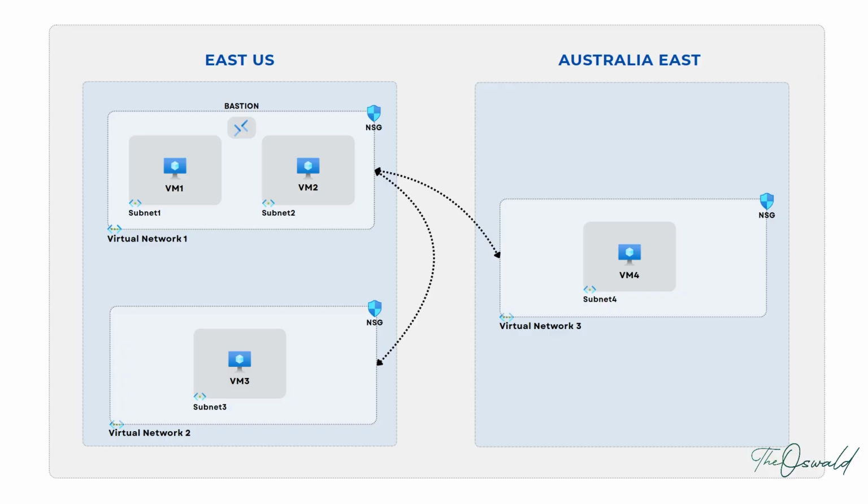Now, we see that VNet 1 has connectivity with VNet 2, and VNet 1 has connectivity with VNet 3. But that does not mean that VNet 2 has connectivity with VNet 3. So if we were to try and find connectivity from VNet 3 to VNet 2, the VMs in VNet 2, VM3 and VM4, will not be able to communicate, because this connectivity is non-transitive.